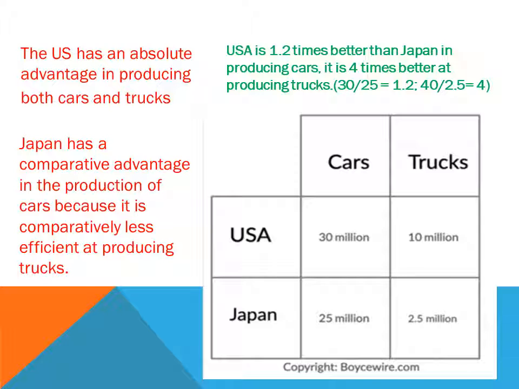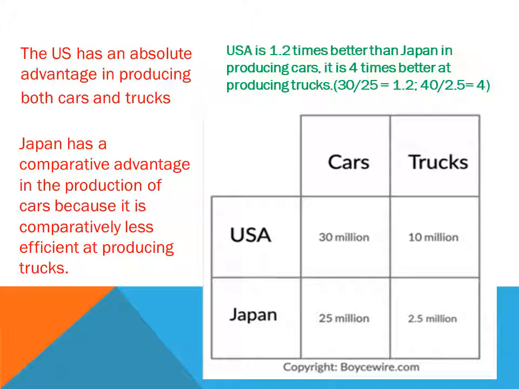So when we look at the USA, it is 1.2 times better than Japan at producing cars, and we can see that in the figure because USA is producing 30 million, Japan is producing 25 million. So 30 divided by 25 gives you 1.2. So 1.2 more than Japan. So they have a comparative advantage over Japan in that product. And then they're 4 times better at producing trucks, right?